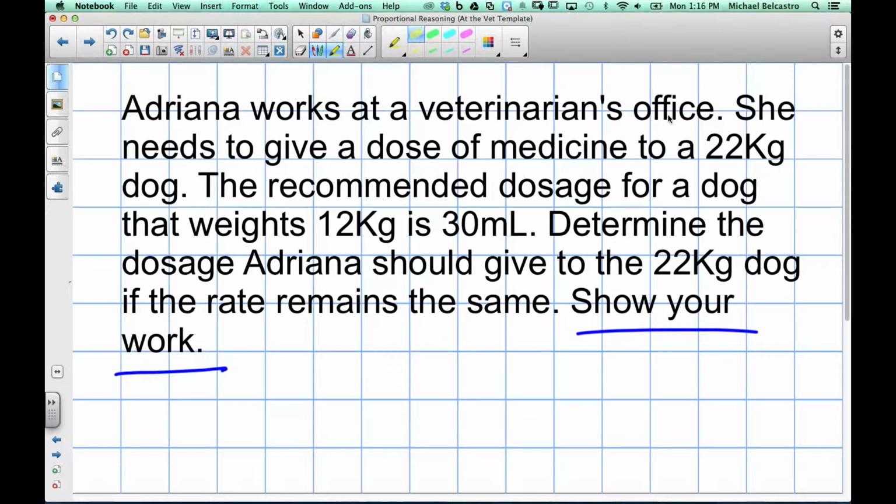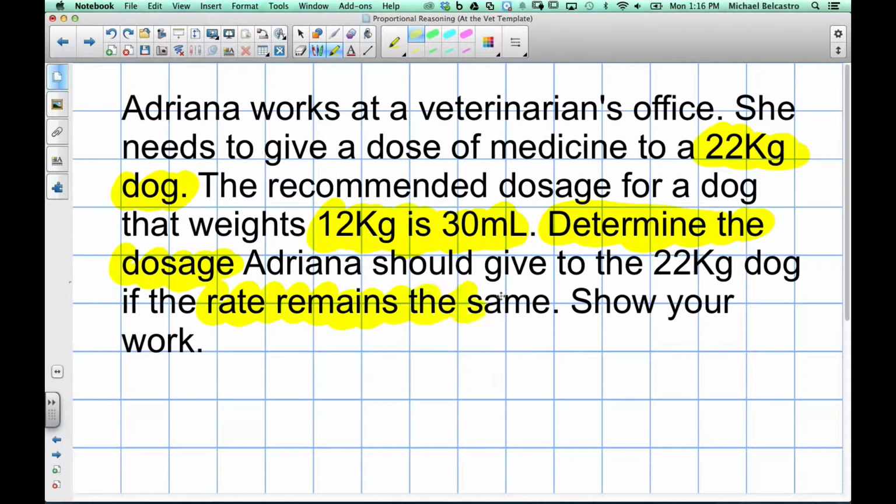Adriana works at a veterinarian's office. Doesn't have too much important information for us. It's great, we know where she works, but let's look at some numbers and information we'll need to use. She needs to give a dose of medicine to a 22-kilogram dog. That's important, the weight of the dog. The recommended dosage for a dog that weighs 12 kilograms is 30 milliliters. That's important. That gives us a recommended dosage. They want us to determine the dosage, so that's the question asked. Determine the dosage Adriana should give to the 22-kilogram dog if the rate remains the same. So the rate is the same. Okay. Show your work.